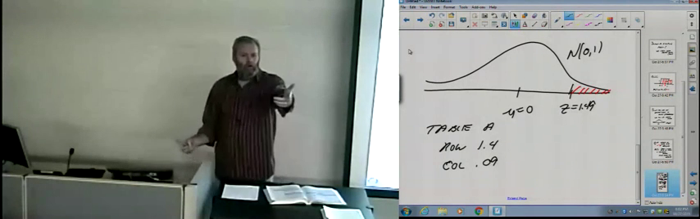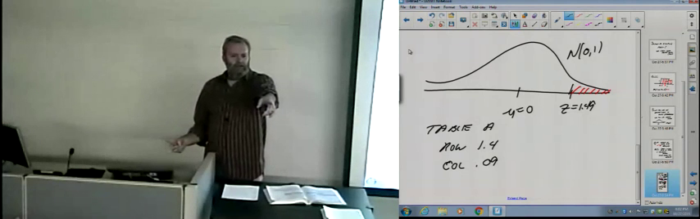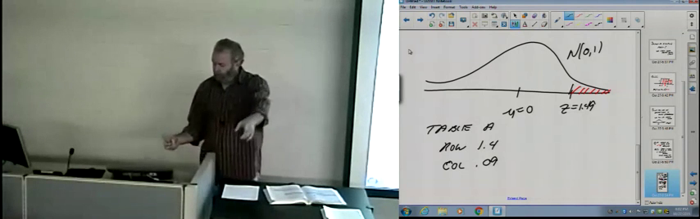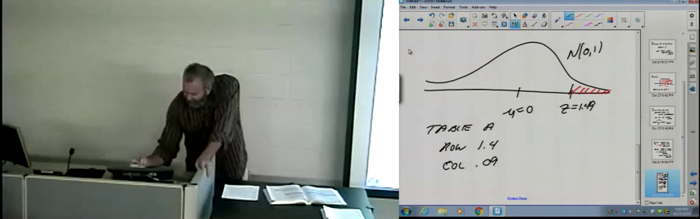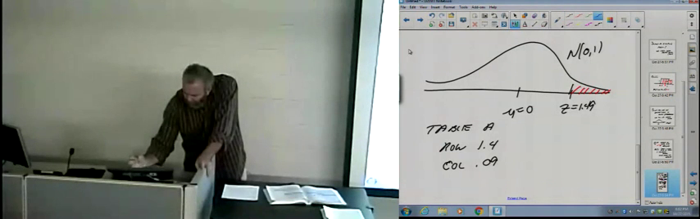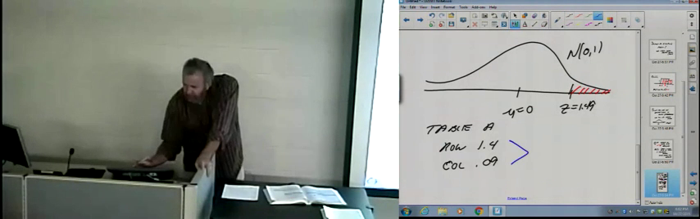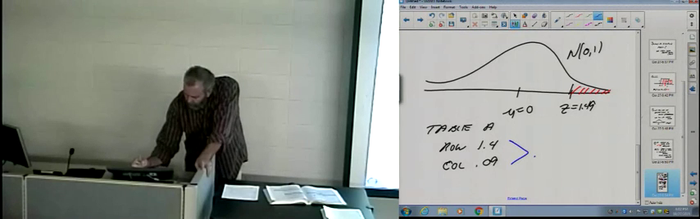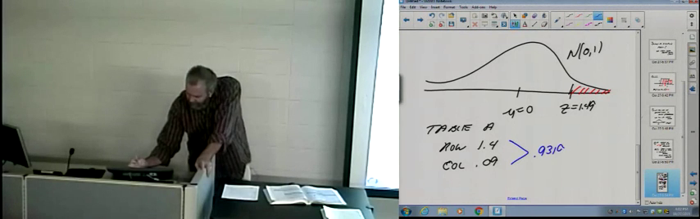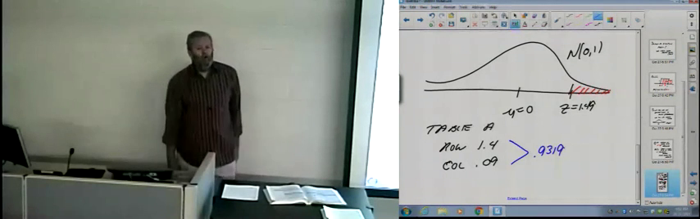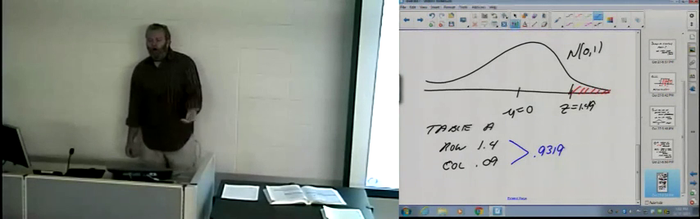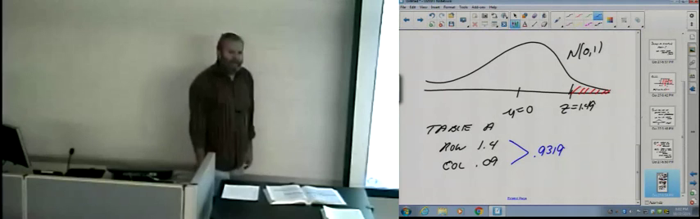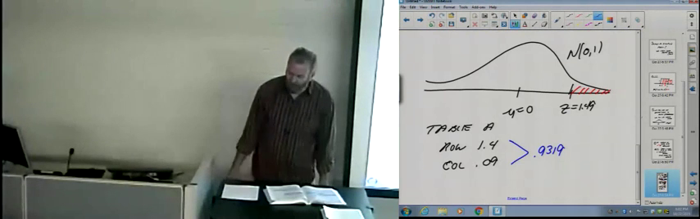What do we get off of there? Tyler, did you get that? You check me. 1.4, 0.09. What do I find when I look up? What you got? 0.9319. One more warning. The table always tells you the area to the left of the z-score you're looking at.